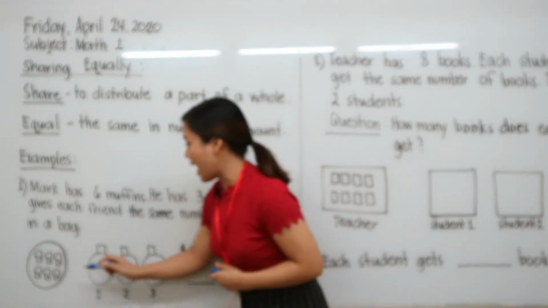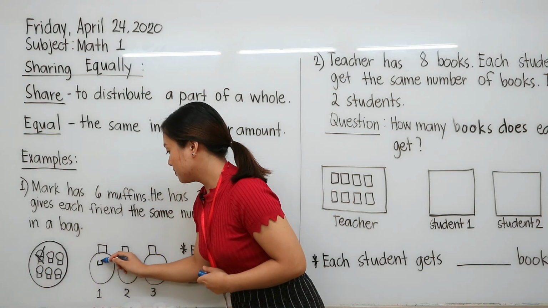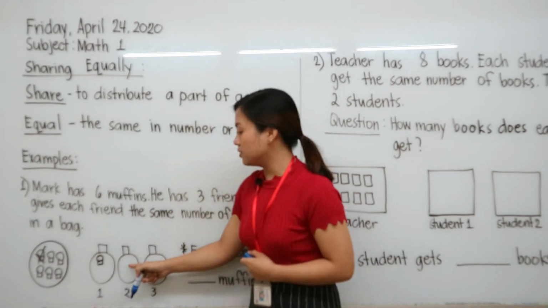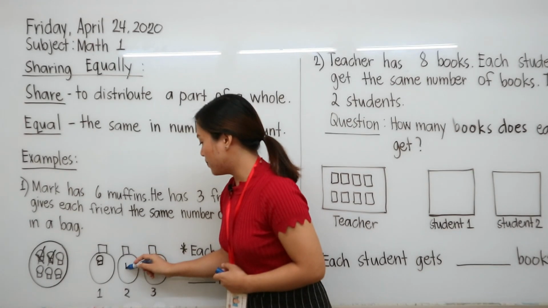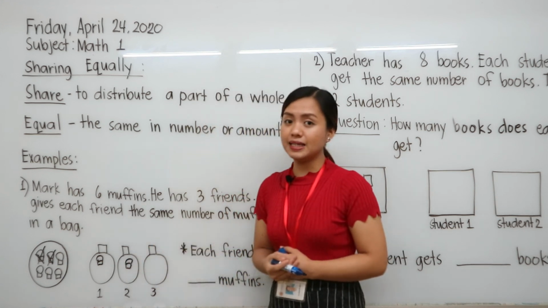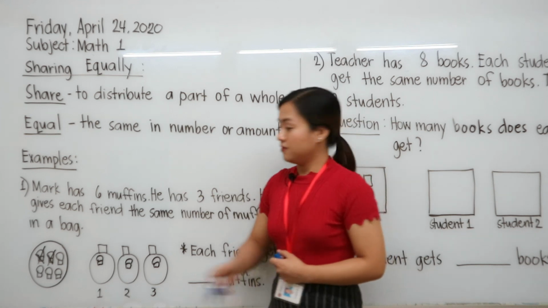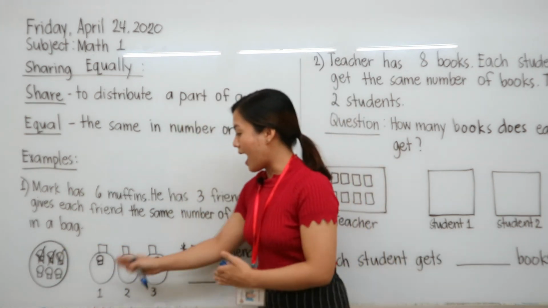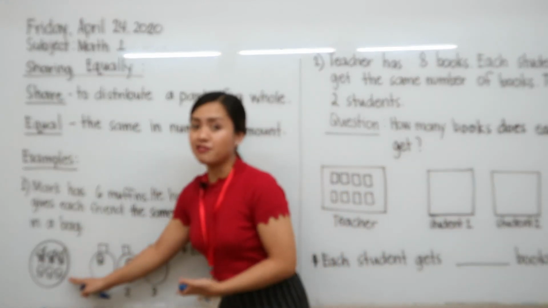So first we have this muffin, put it here. Another muffin, we have 2, distribute it equally. So we get this and we put it here inside the bag. And another muffin for friend number 3. So they have 1 muffin each. Now we still have 3 muffins left.